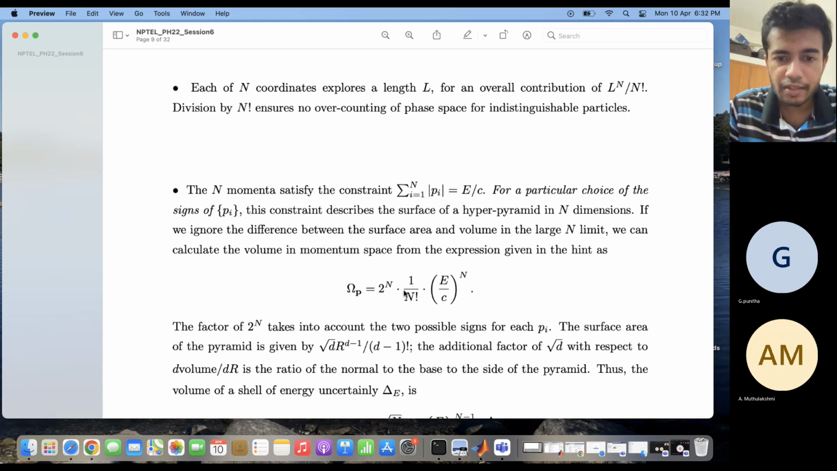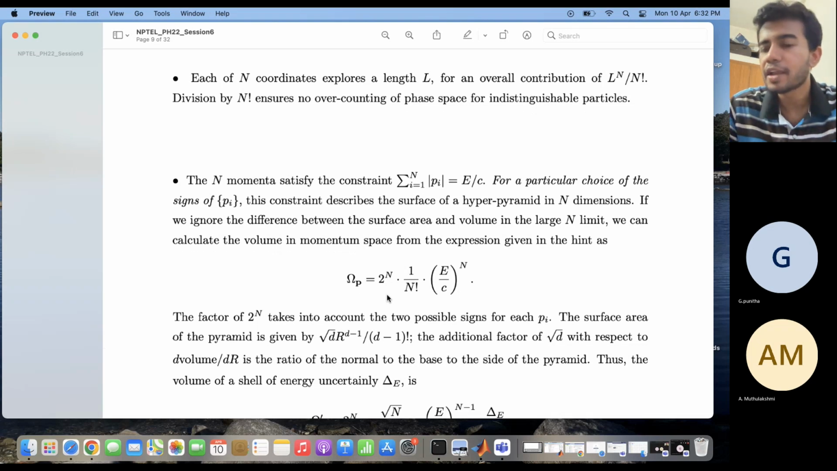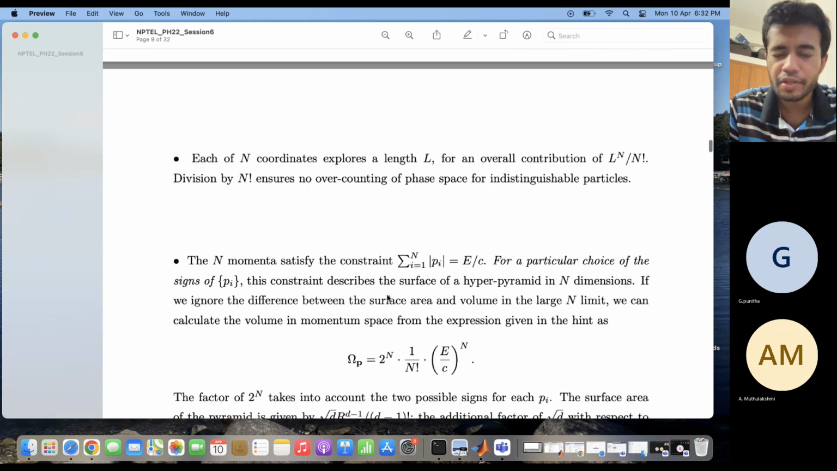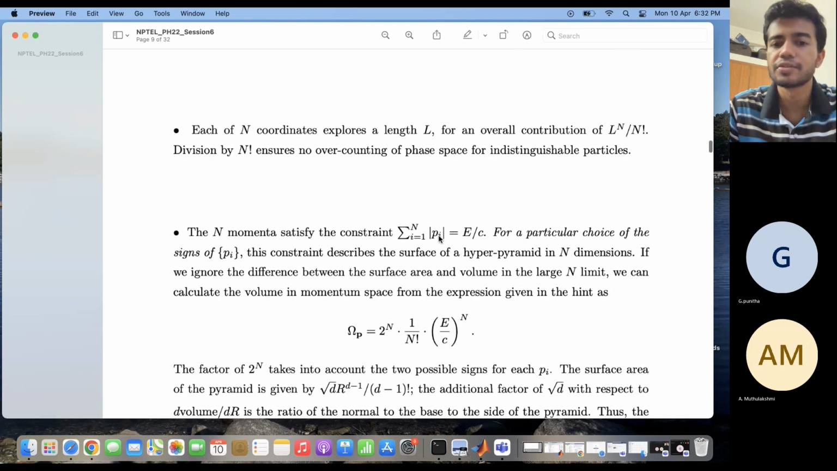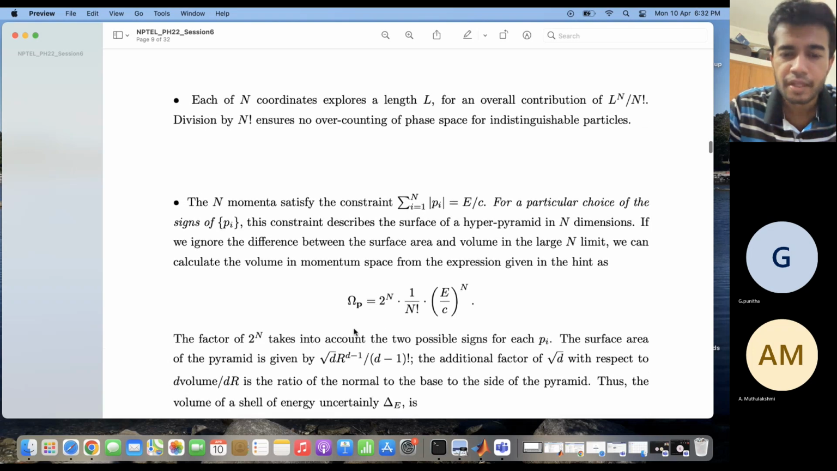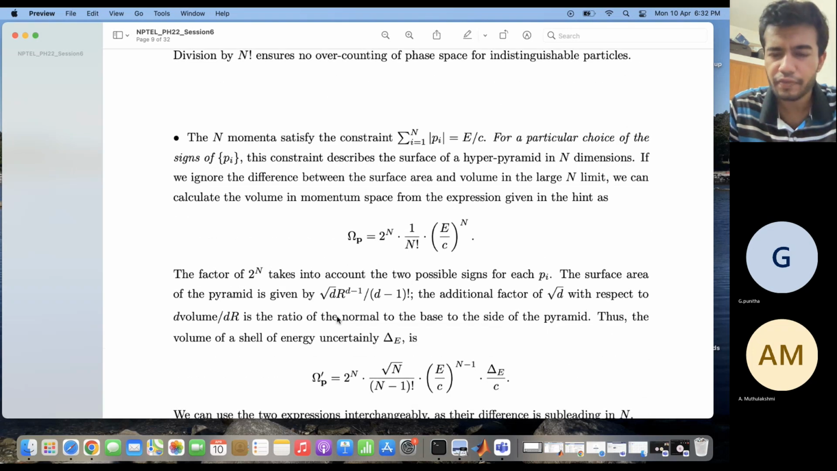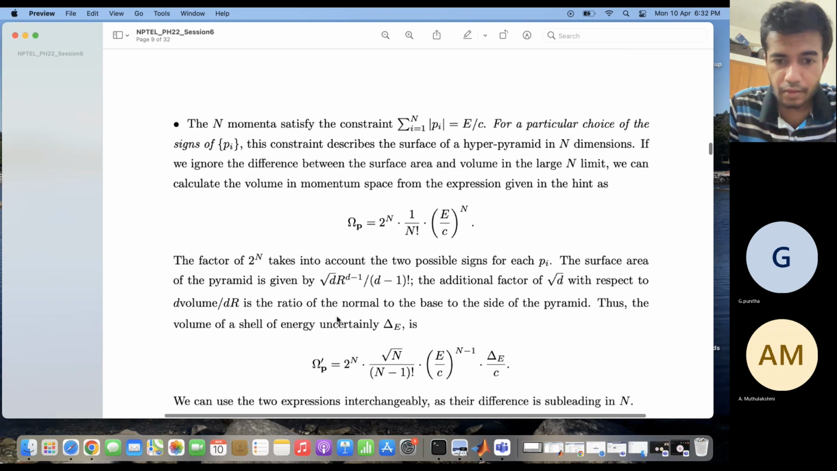And why does this factor of 2 to the power n come over here? This is because my momentum can have both negative and positive signs. And if you look at this expression over here, this constraint contains a modulus, right? So it tells me about both positive and negative signs. So in order to take that into account, I have to multiply by a factor of 2 to the power n. So this is the contribution from the momentum coordinates to my total number of microstates. Okay.